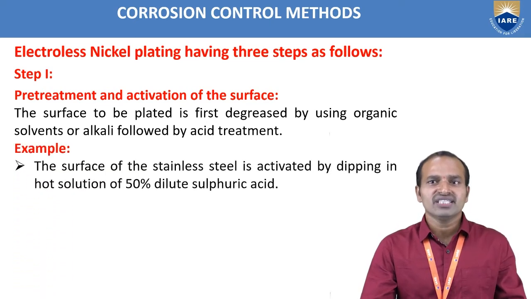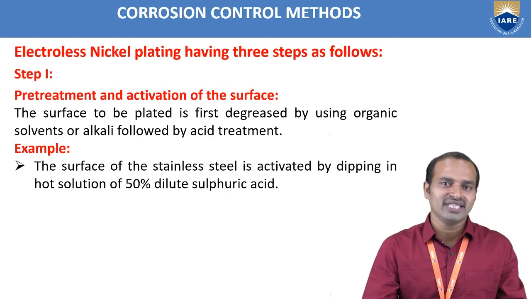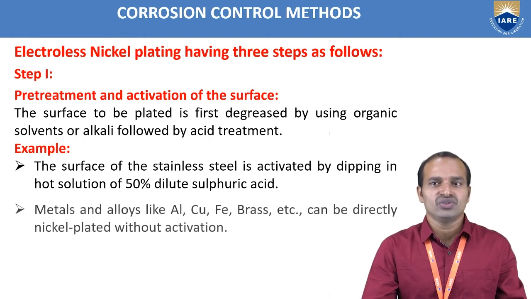For example, the surface of stainless steel is activated by dipping in a hot solution of 50% dilute sulfuric acid. Suppose we are using stainless steel, and to the stainless steel I want to give a nickel coating. So we dip it in 50% dilute H2SO4.